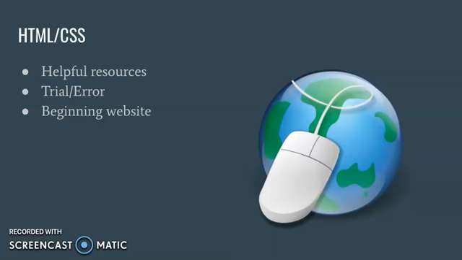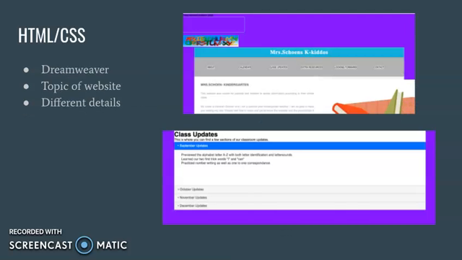Coding was a lot of trial and error, seeing what works and doesn't work. Also, I was then able to create my beginning website for my final project. So this was what I used for my final project for my tech module. I used Dreamweaver. The topic of my website was my personal classroom website, and I was able to use different details such as draggable menus, drop-down menus as well, and inserting images.